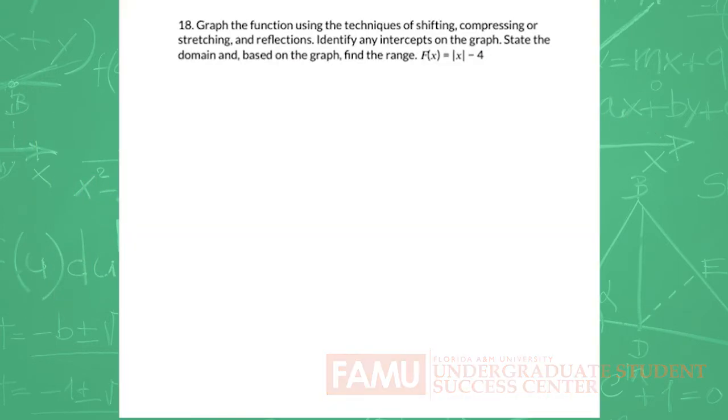Graph the function using the techniques of shifting, compressing, or stretching in reflections. Identify any intercepts on the graph, state the domain, and based on the graph, find the range. So they give us the function f of x is equal to the absolute value of x minus 4.